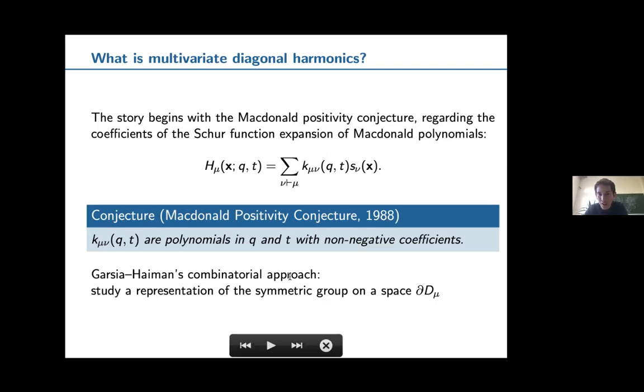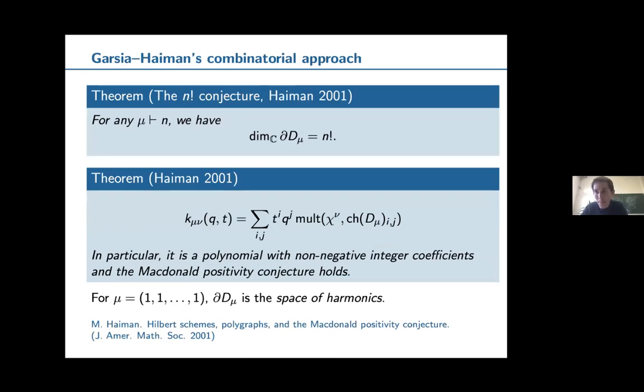And Garsia and Haiman's combinatorial approach to this conjecture was to study a representation of the symmetric group on a certain Garsia-Haiman space. They defined the space and started to make some computational experiments, and they noticed that these spaces depend on some partition mu, and the dimension of these spaces is always n factorial, independent of mu. This conjecture became well known in algebraic combinatorics, and it was proven by Mark Haiman using techniques from algebraic geometry.